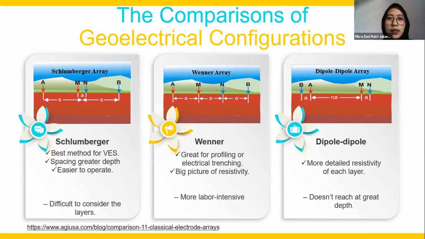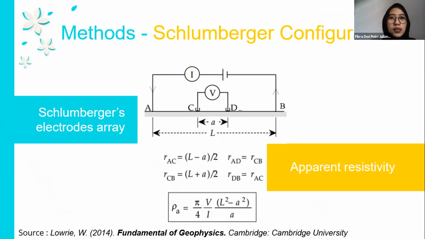And second, the positive of the Wenner array is that it is great for profiling or electrical tracing and gives a big picture of resistivity. And the minus is that it is more labor intensive. And third, sorry, the dipole-dipole array. The positive of dipole-dipole is more detailed resistivity of each layer, and the minus is that it doesn't reach great depth. These are the methods.